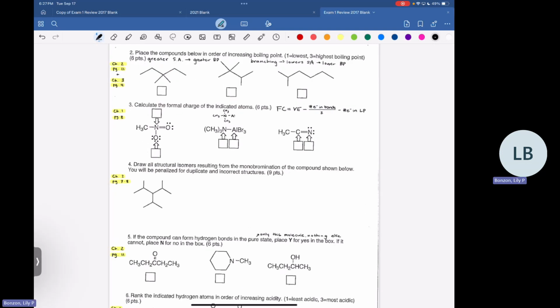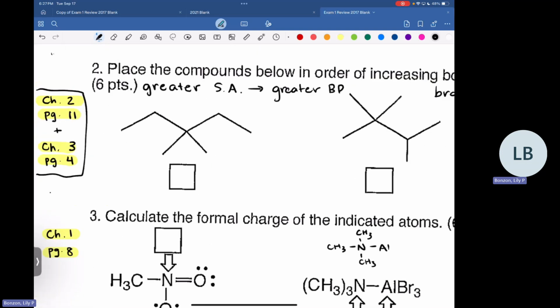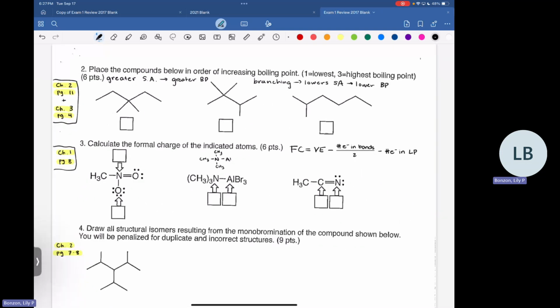Okay, so moving on to our facts section, sort of. I put the sections for each of the questions, so you guys can go back and look at them if you're curious. Okay, so we have a boiling point question again. If you were here yesterday, we talked about boiling point questions.